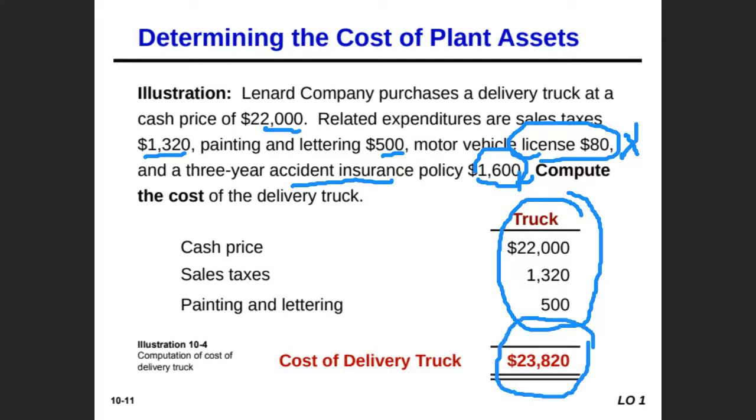Is it clear how this 23,820 is calculated and why 80 and 1600 are not included? Is it clear? Yes, please. Any question?